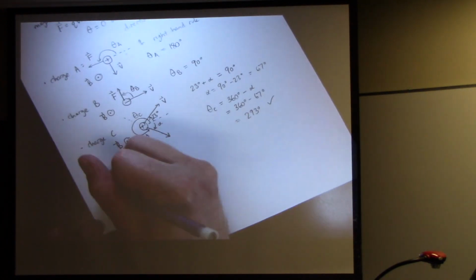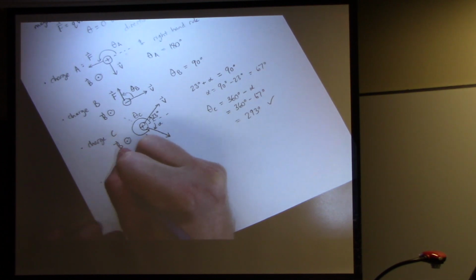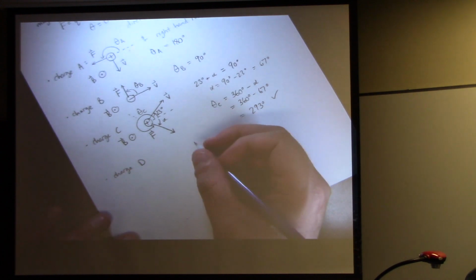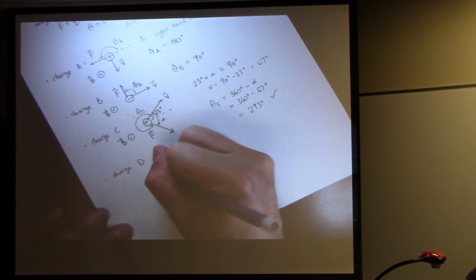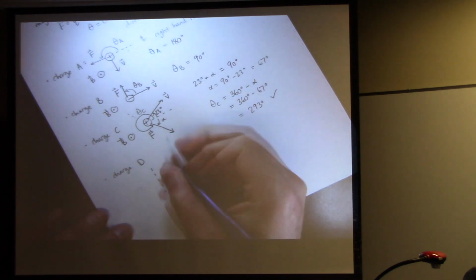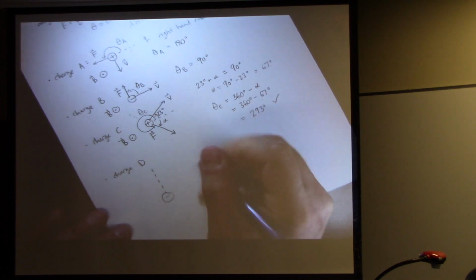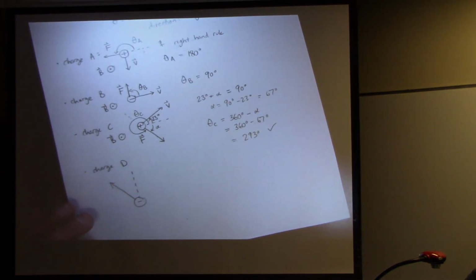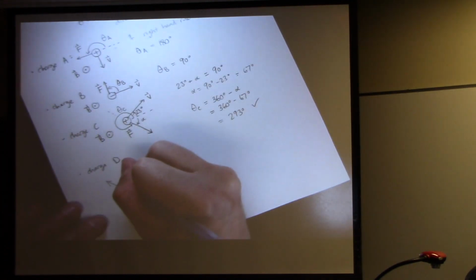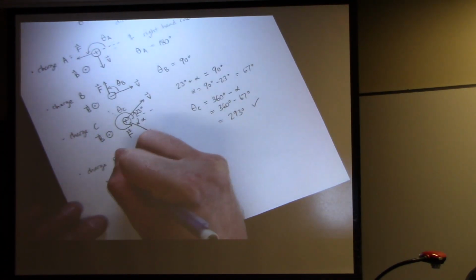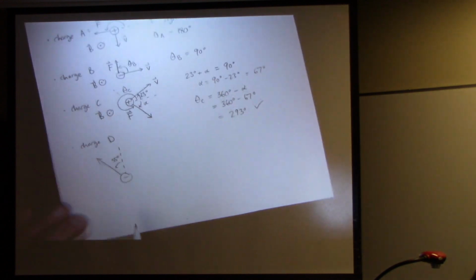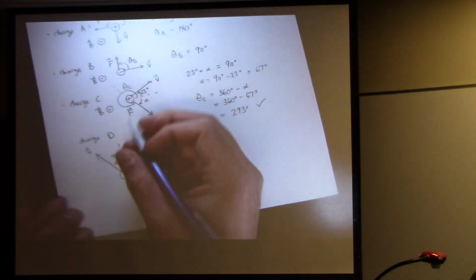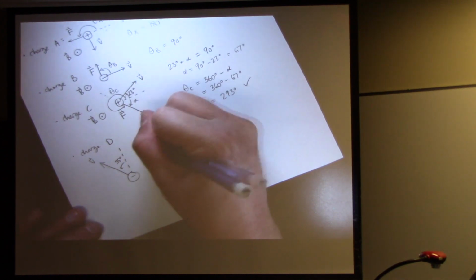All right, let's do one more. Charge D. So in this case, here's what we were given. We have a negative charge. It's moving like this, kind of in the second quadrant, where there's a 55-degree angle between the y-axis and the velocity vector. And as usual, we're in the same magnetic field pointing out of the page.